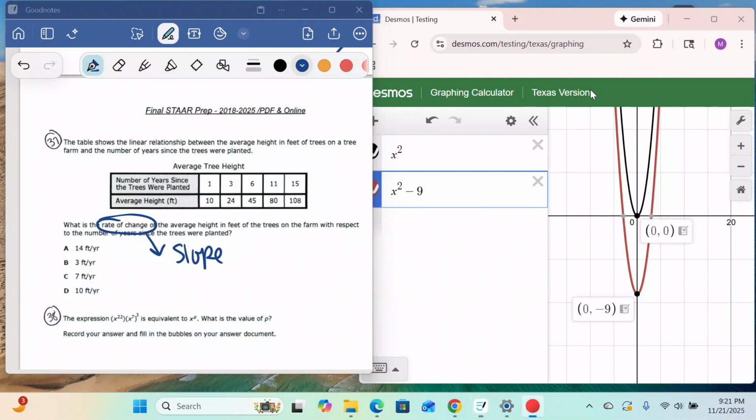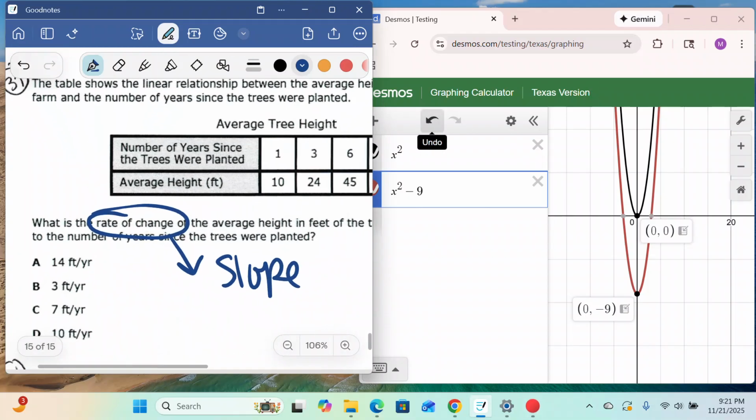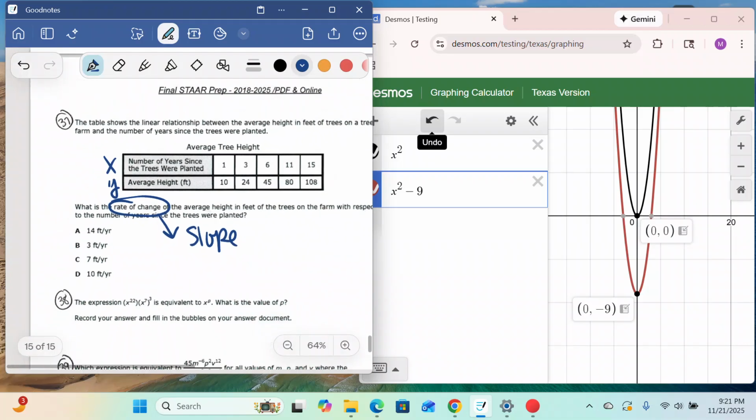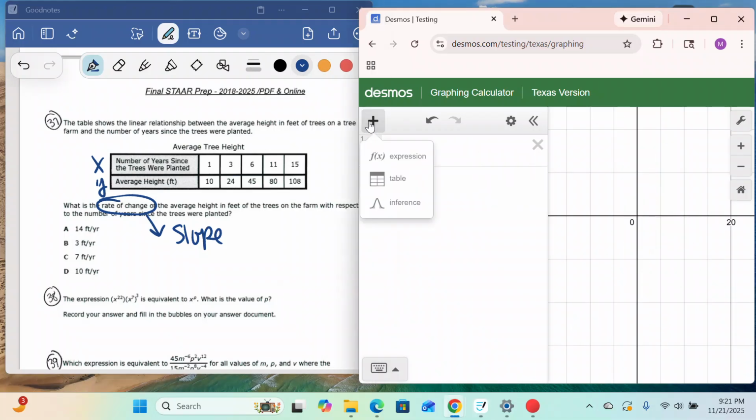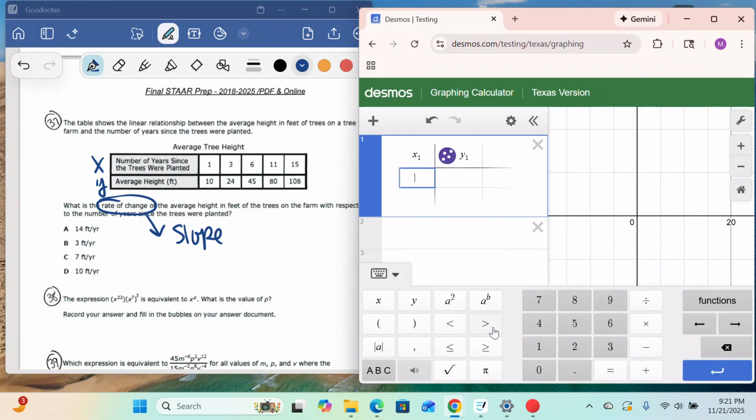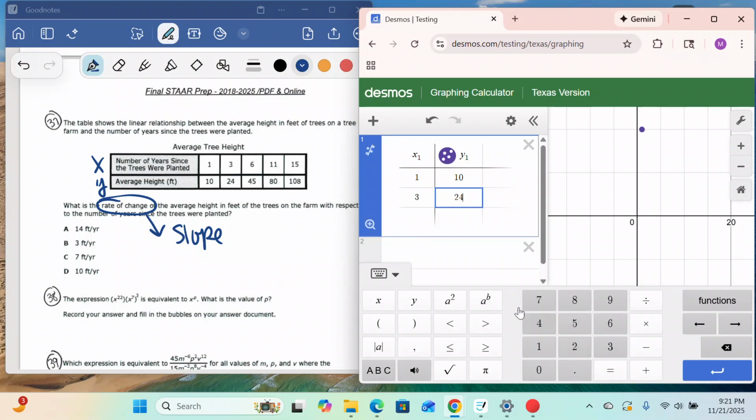So let me go ahead and take this out. The number of years since the trees were planted is the x value, and the average height is your y. So all I'm going to do is input this table into Desmos and find out my rate of change. So my Desmos input is a table. I'm going to input 1, 10, then 3, 24, then 6, 45.